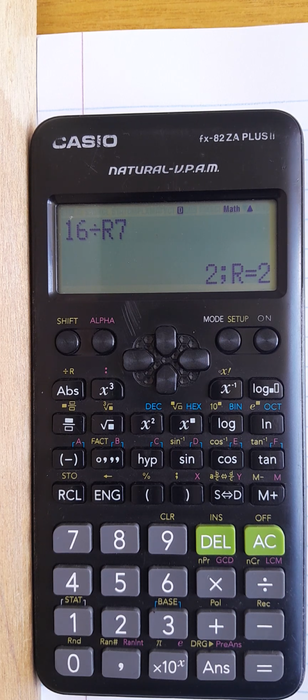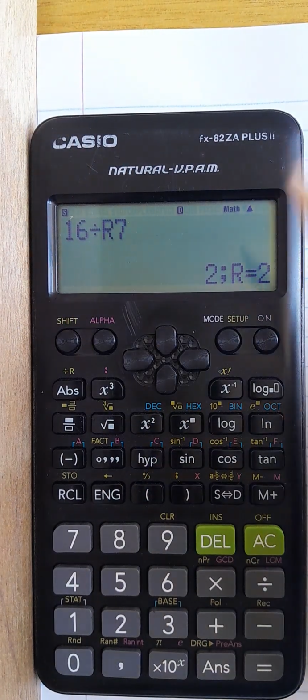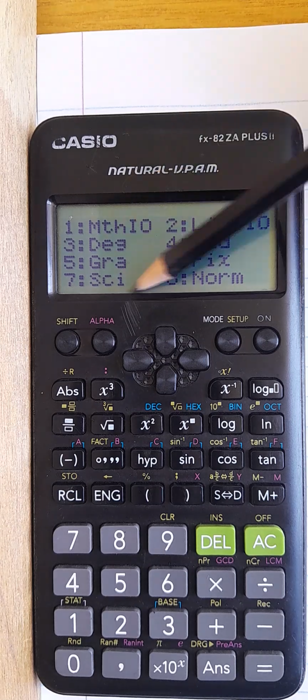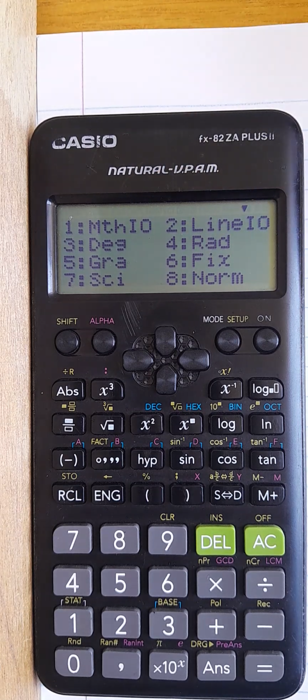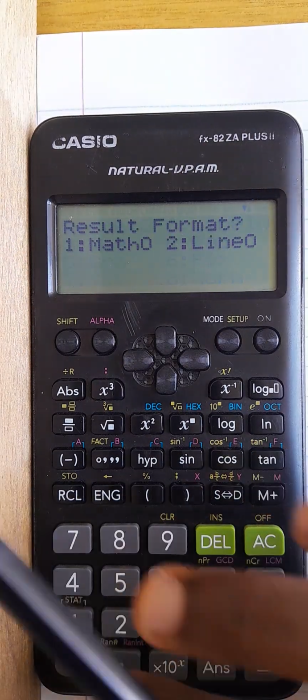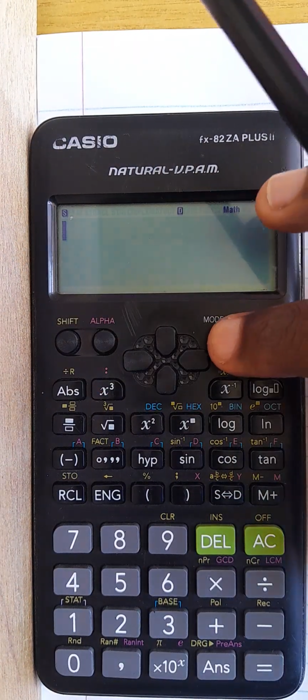Okay. So now, guys, I want us to go to the setup. Since you see setup is yellow, to go to setup, we gotta shift and then setup. So those are the options on your calculator. But I like to use the Math option. Yeah, it's the coolest option. So you gotta set up.